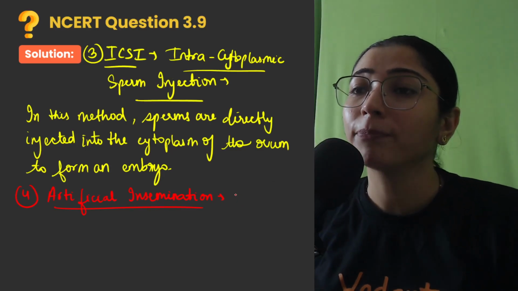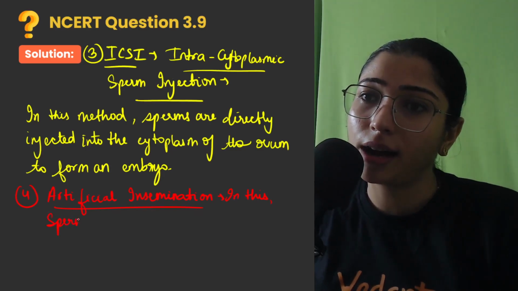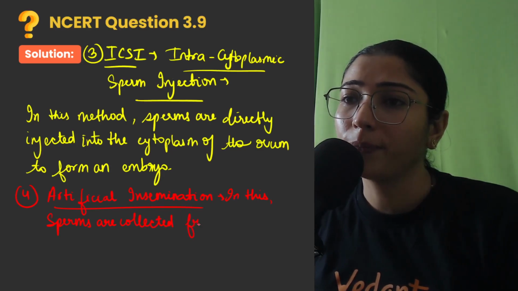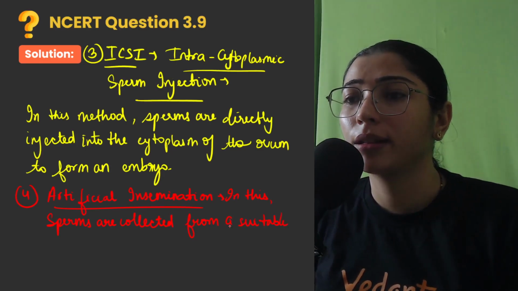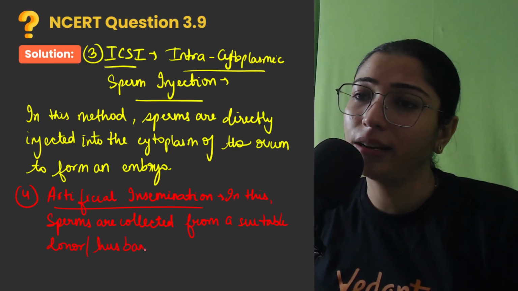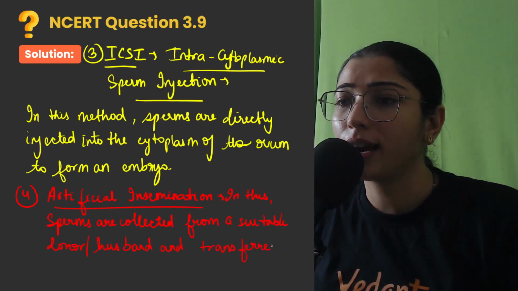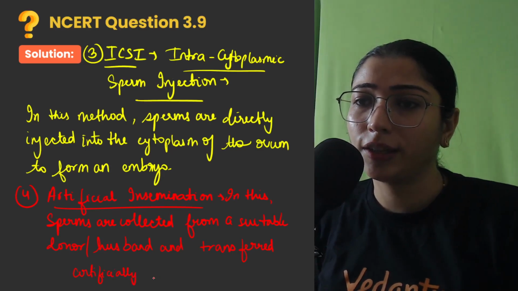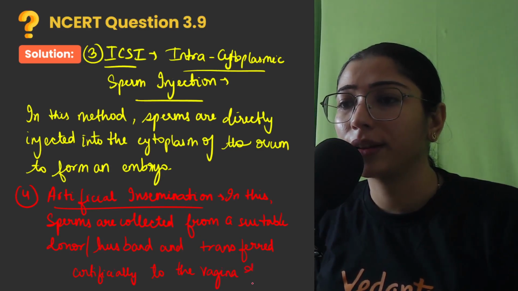So I am writing it here. In this method, sperms are collected from a suitable donor or husband and transferred artificially to the vagina of the female. Right? Clear?